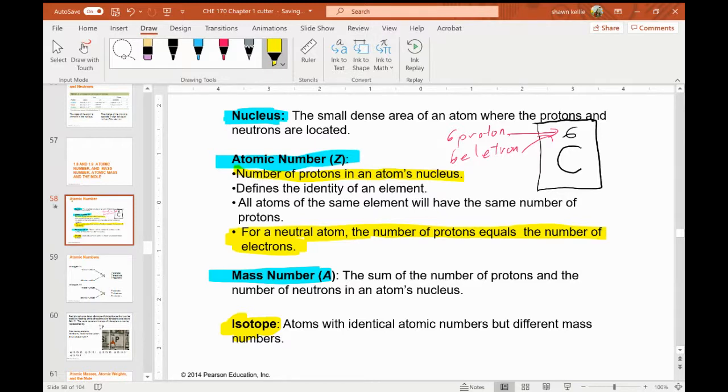Carbon is famous for its isotopes. There's carbon-12, which is the most popular. There's carbon-13, which everyone likes to forget about. And then there's carbon-14, which even though it's the smallest in abundance, is the one that gets all the dates.